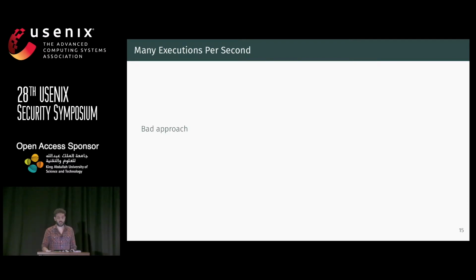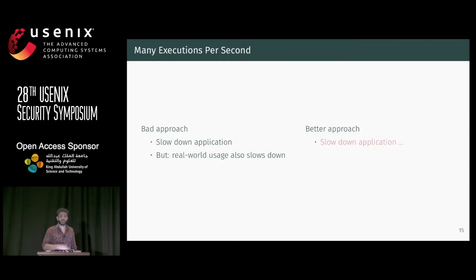So how do we beat this assumption? The bad approach would be to say, let's just slow down the application. Let's add a slowdown of 100 milliseconds, and you will only get 10 executions per second. But that's actually bad because in real-world scenarios, the binary that you're using will also be slowed down by 100 milliseconds. So what we ask ourselves is, how can we do a better version of this? We still want to slow down the application so we only get 10 executions per second or less.